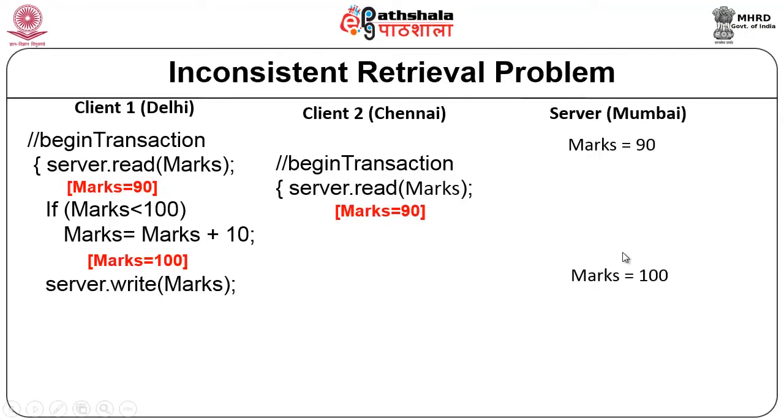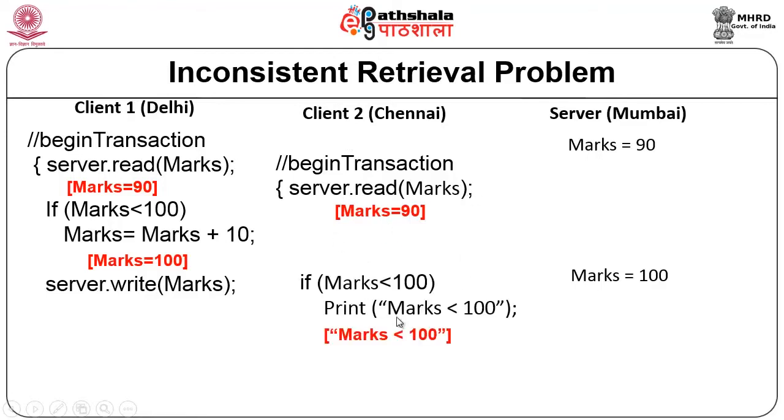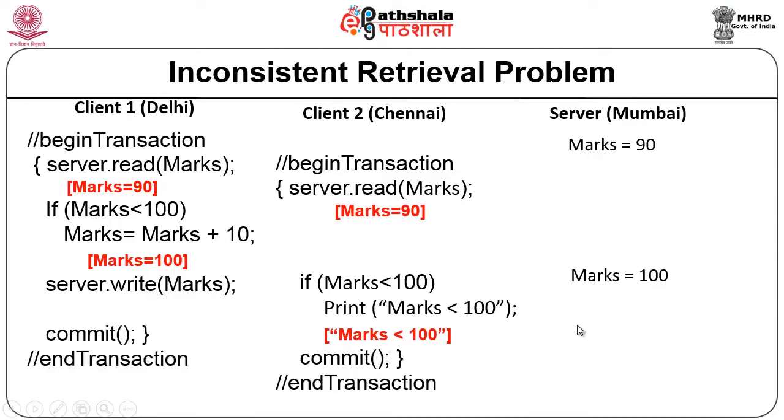So, the server at this point in time will be 100, but this Chennai server continues to check whether marks is less than 100 or not, and it finds that marks is less than 100 indeed, and it prints that marks is less than 100 at a point in time where actually the marks is 100 in the server. So, therefore, it is incorrect.